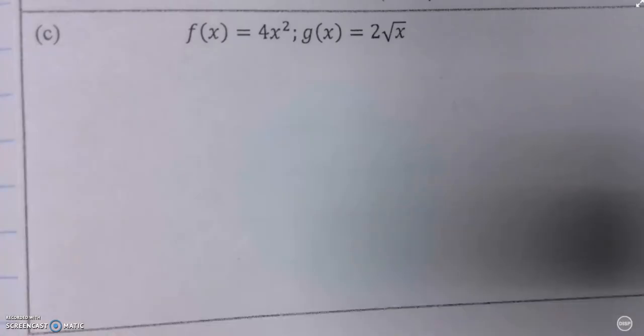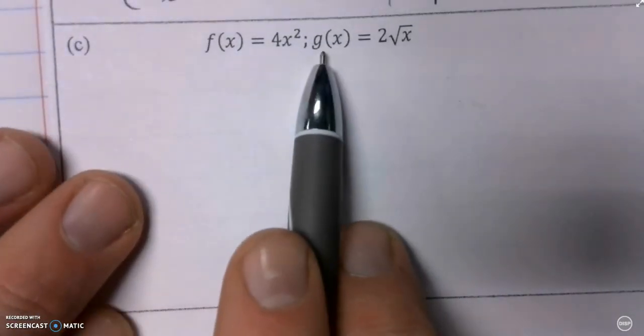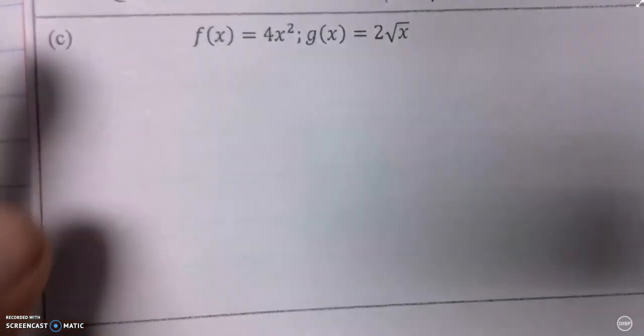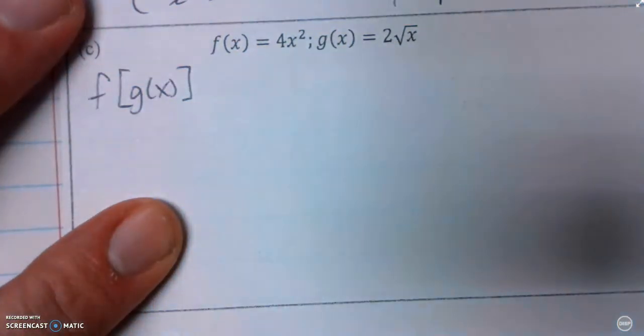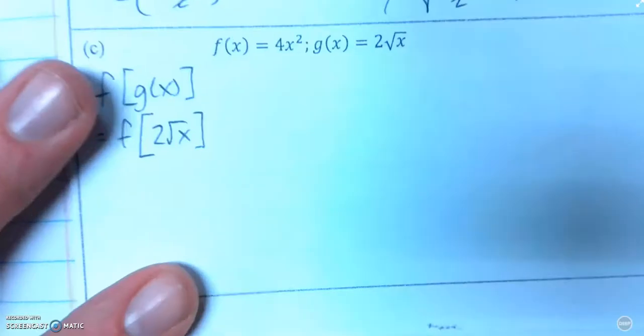We've got function L, gotta focus it. Okay, f of x is 4x squared. g of x is 2 times the square root of x. Let's see if they're inverses. f of g of x would simply be f of, well, whatever g of x is. So 2 times the square root of x.